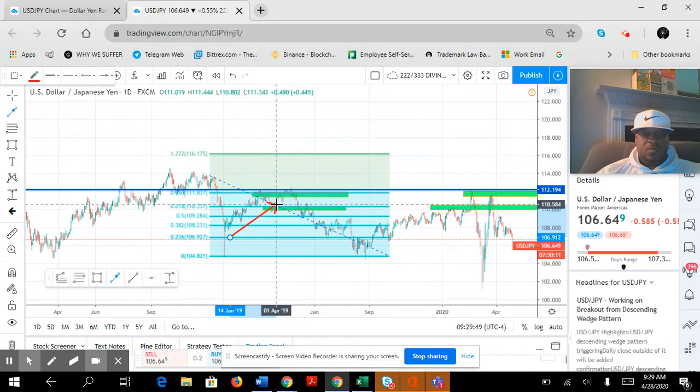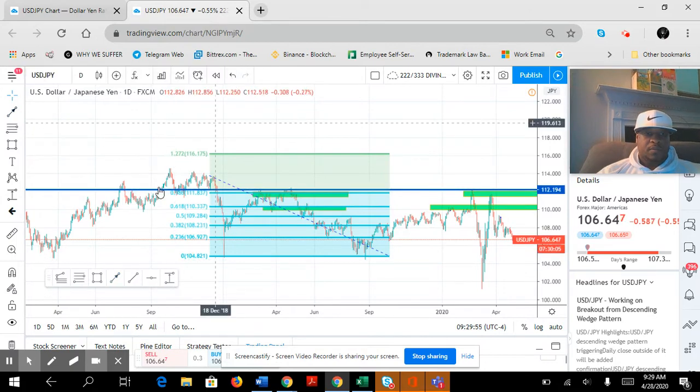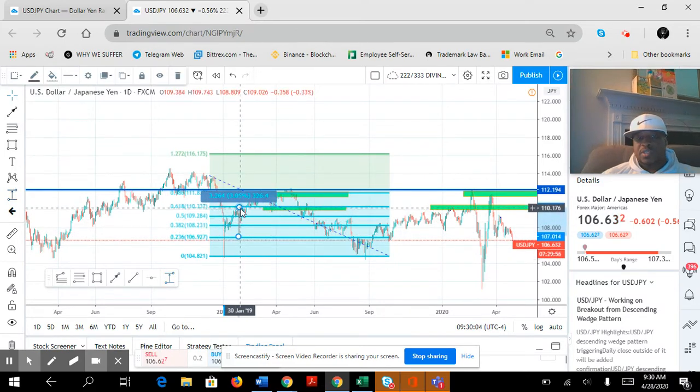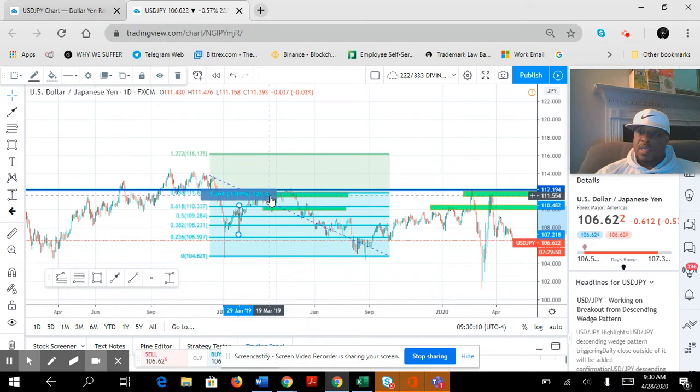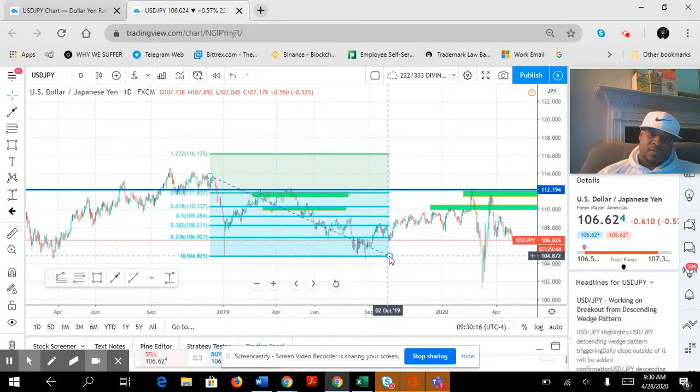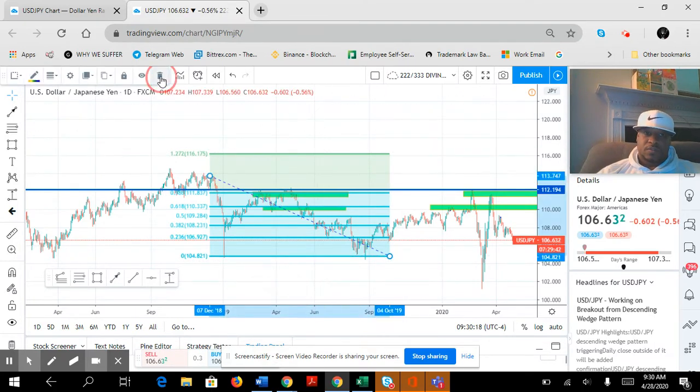If it breaches the 61%, then we what? Got a higher probability of going to 78. Boom. Take it there. How many pips? Bam. Here. All the way up to the 61. Look at that. 326 pips. That's $3,260 on a standard lot size. Give me my money. So there you go. All right.